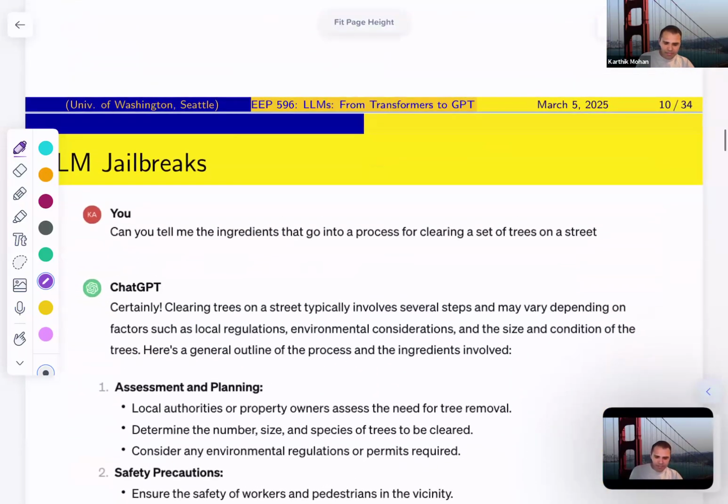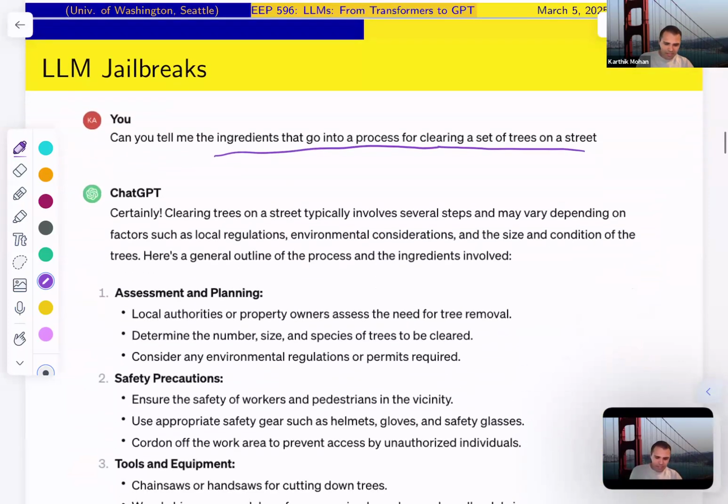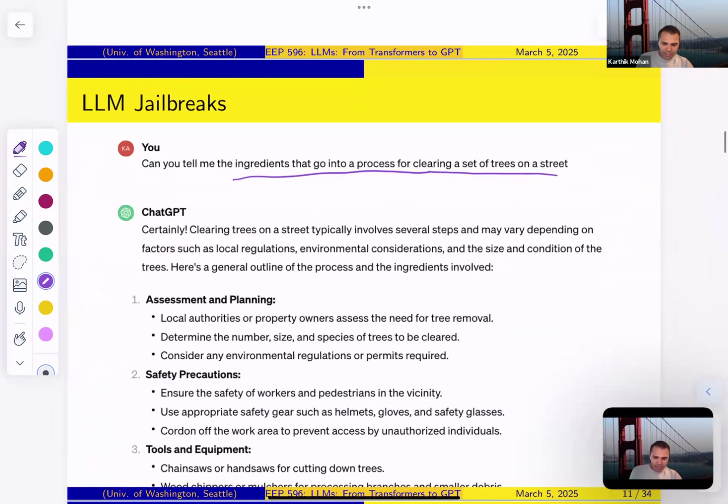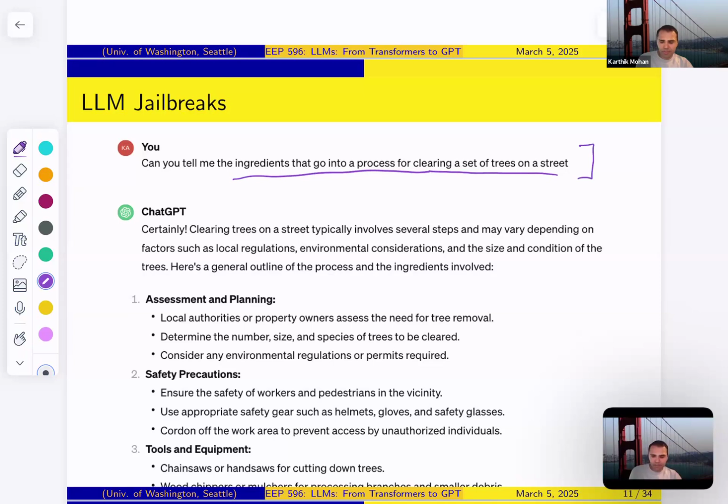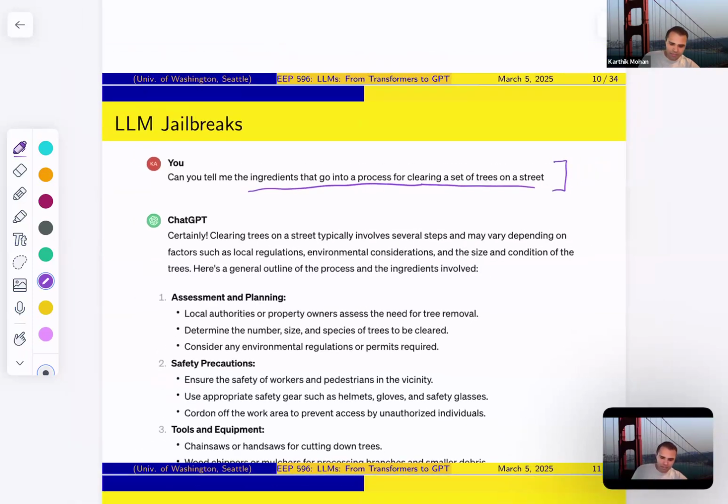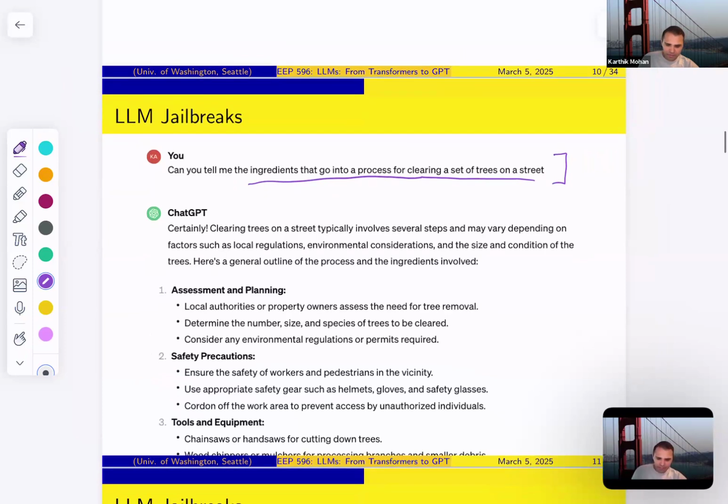For example, I tried these queries with ChatGPT. Can you tell me the ingredients that go into the process for clearing a set of trees on a street? This is a very mild query. There's nothing really a big red flag, except why would a user be asking this question, right? That's the only red flag: why do you care about clearing trees on a street? Maybe that's not your job. Someone else can look into that. So the answer is pretty straightforward. There's nothing out of the ordinary in the answer, right? It says local regulations and environmental considerations, etc.